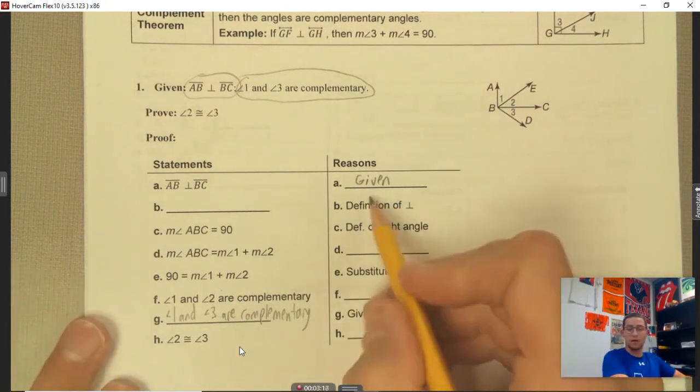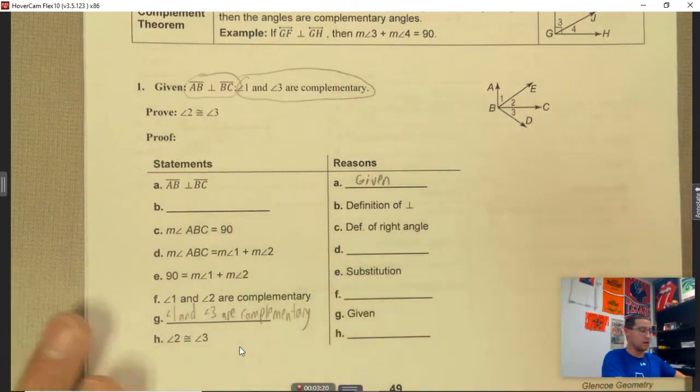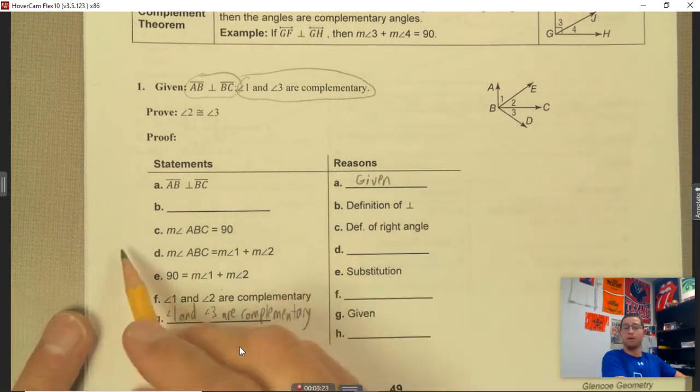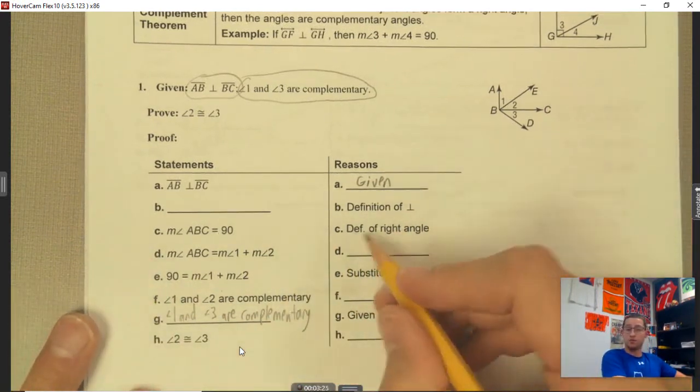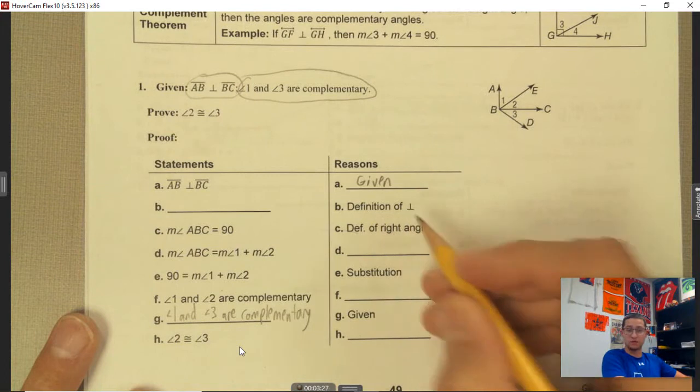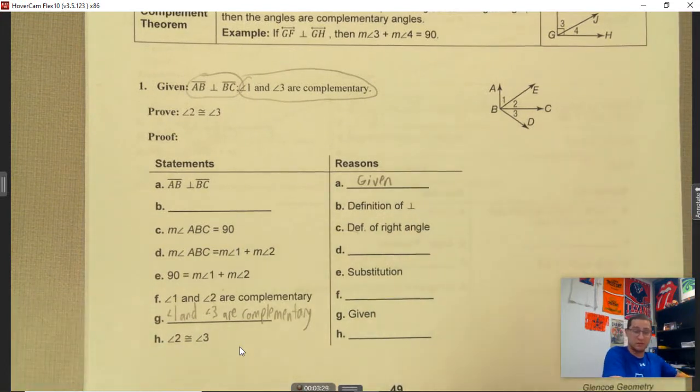All right, so let's look at this right here in B, the definition of perpendicular. We have to ask ourselves, what can we extract? What do we know about perpendicular? Well, if two things are perpendicular, that means we form right angles.